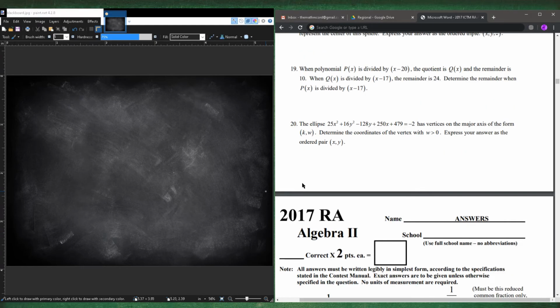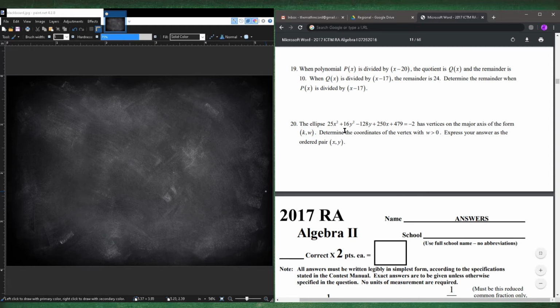Okay. Number 20. The ellipse 25x squared plus 16y squared minus 128y plus 250x plus 479 is equal to -2 has vertices on the major axis of the form (k, w). Determine the coordinates of the vertex, which is basically a vertices, but singular, not plural, with w is equal to y. So the y coordinate has to be positive. Express your answer as an ordered pair x comma y. Okay.